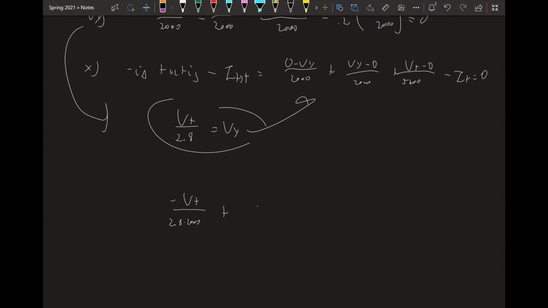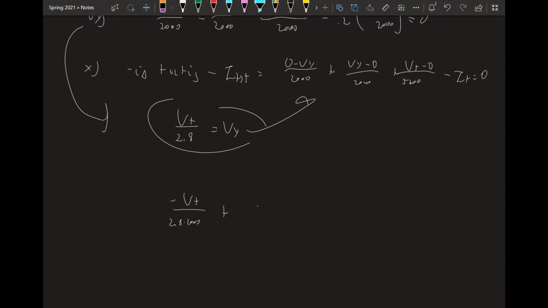Oh, sorry, I missed a negative. It should be negative here, making this positive. 5600 minus I test. That's going to equal 0. And then you just solve for V test over I test. And when you do that, you're going to get, which equals 1866.67 ohms. So it matches with what we got earlier, all the way up there.